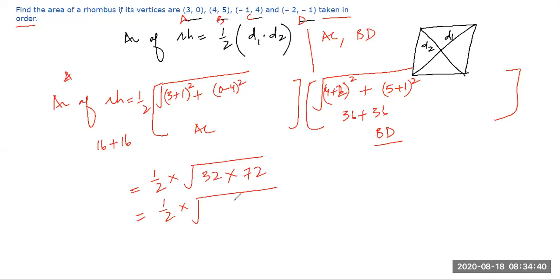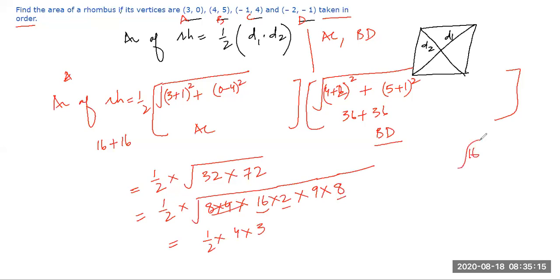Maybe you can write 8 into 4 into, or you can write like this, 16 into 2 and into 9 into 8. Am I right, students? So you see that 4 will come out. Root of 16 is 4, root of 9 is 3, and here 2 and 8 is remaining.